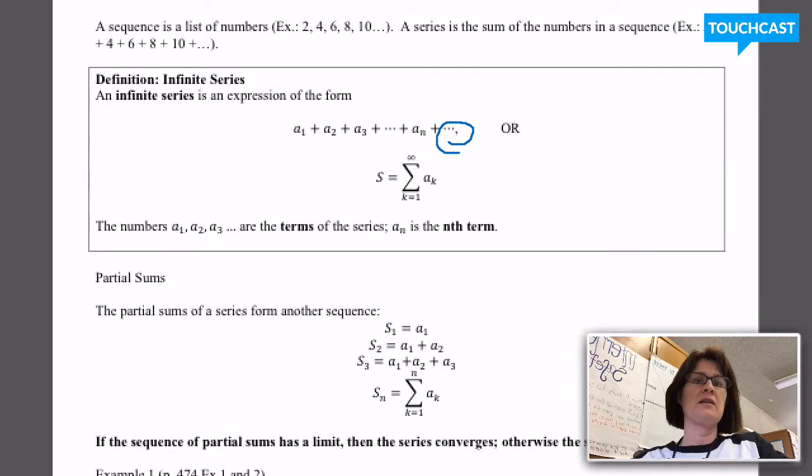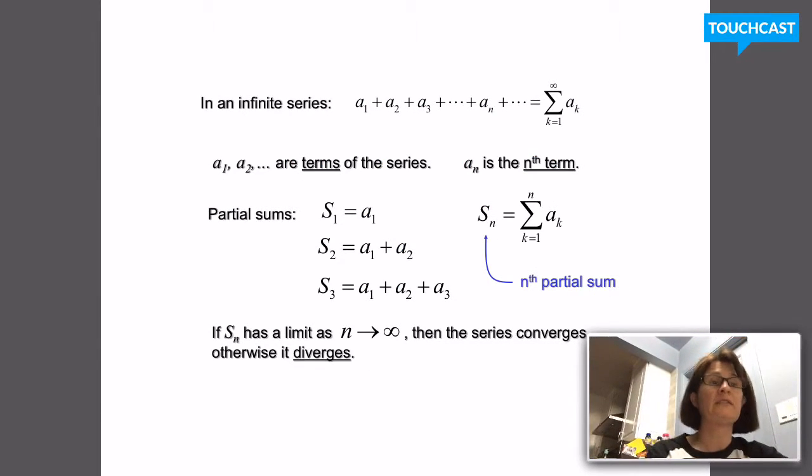In this case, A1, A2, A3, those numbers are called the terms. When my little subscript is n, I say that is A sub n, and that represents the nth term of the sequence. A partial sum of a series is just the sum of less than an infinite number of terms in the series. So the first partial sum is just the first term. The second partial sum is the sum of the first two terms. The third partial sum is the sum of the three terms. And we could say the nth partial sum is the sum of n terms.